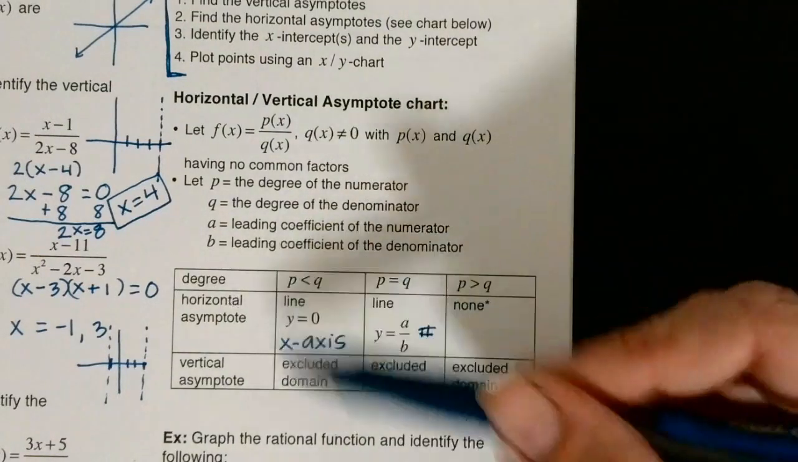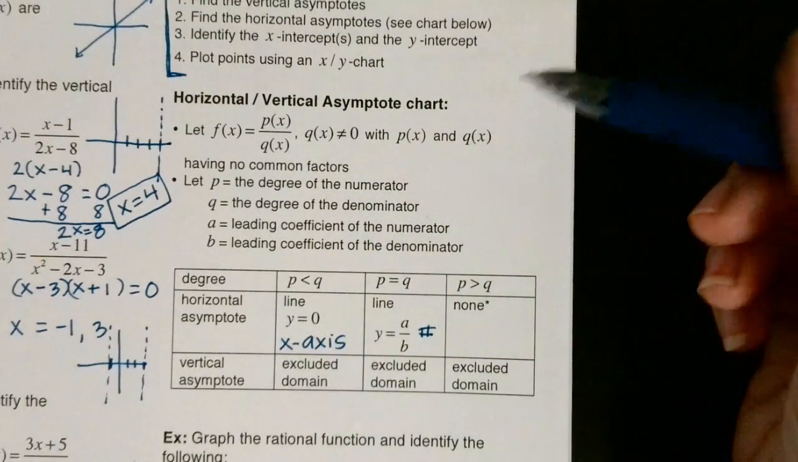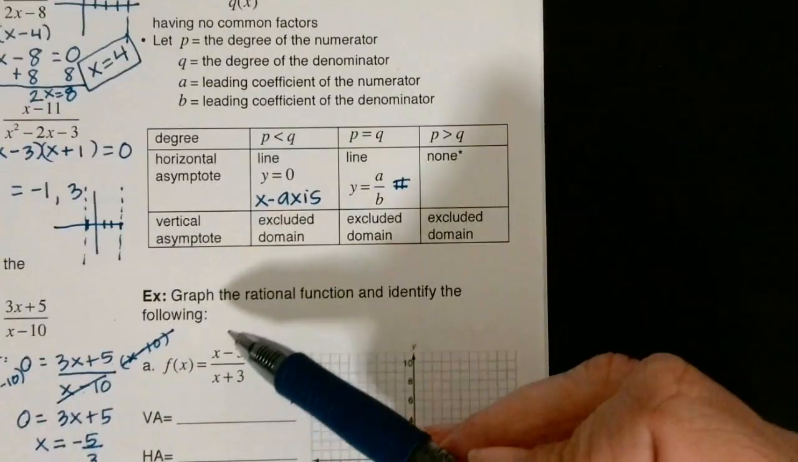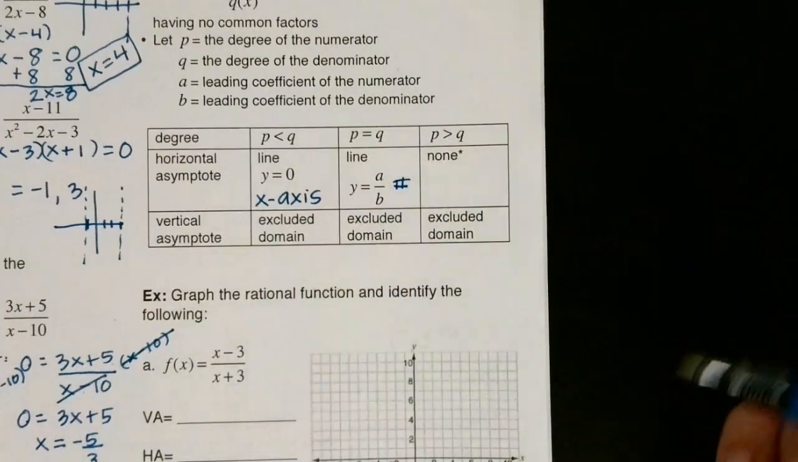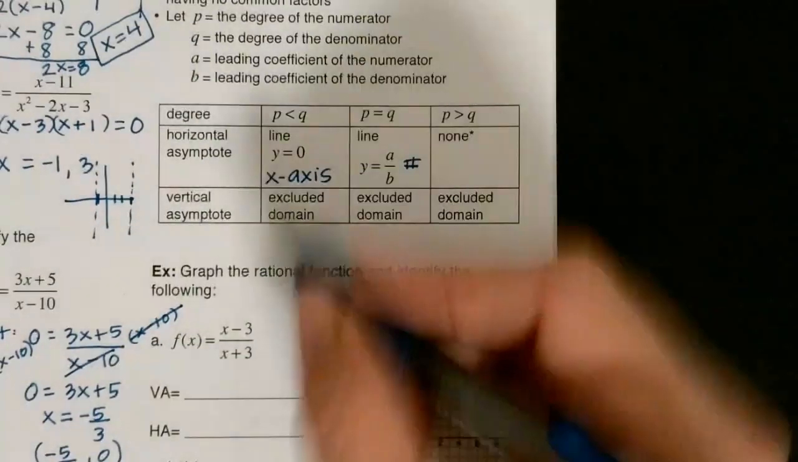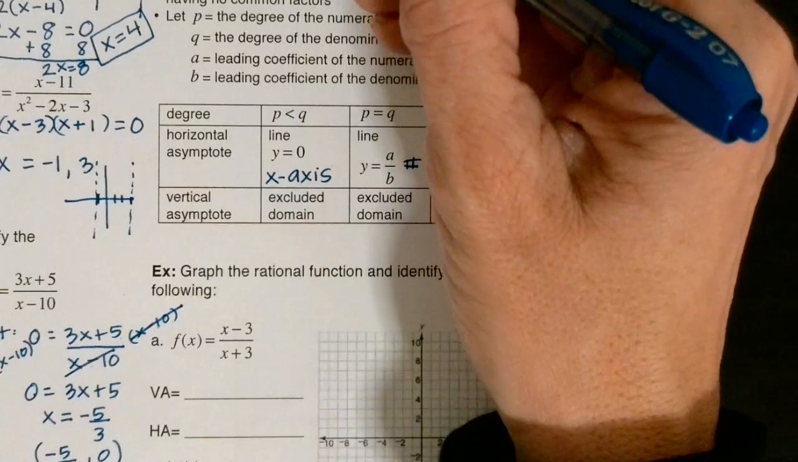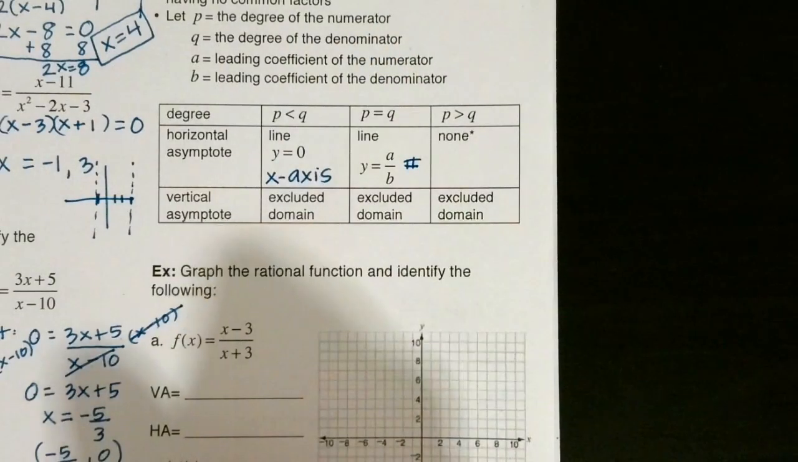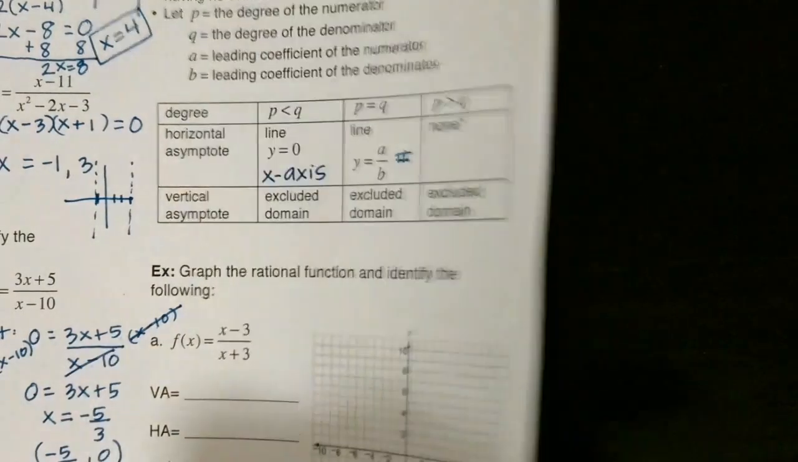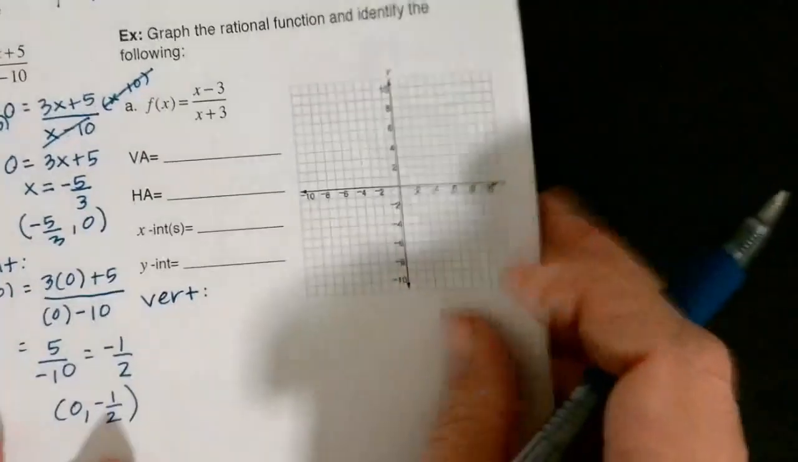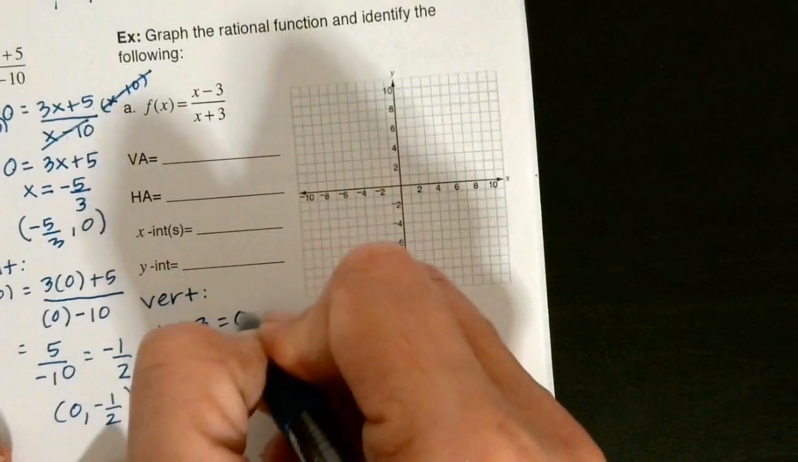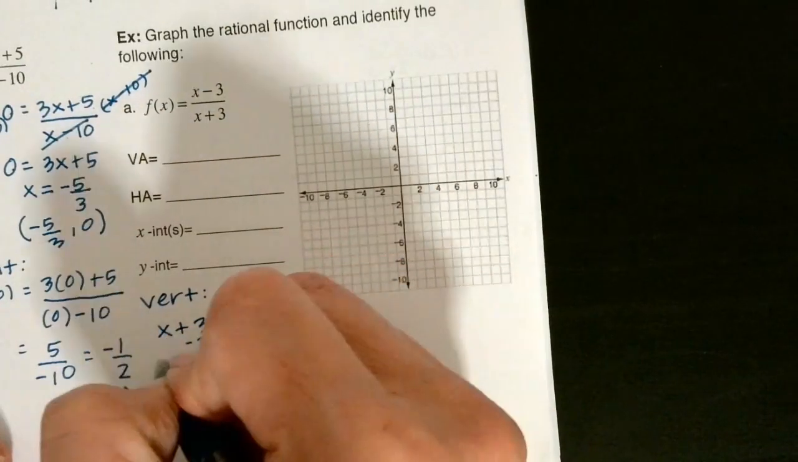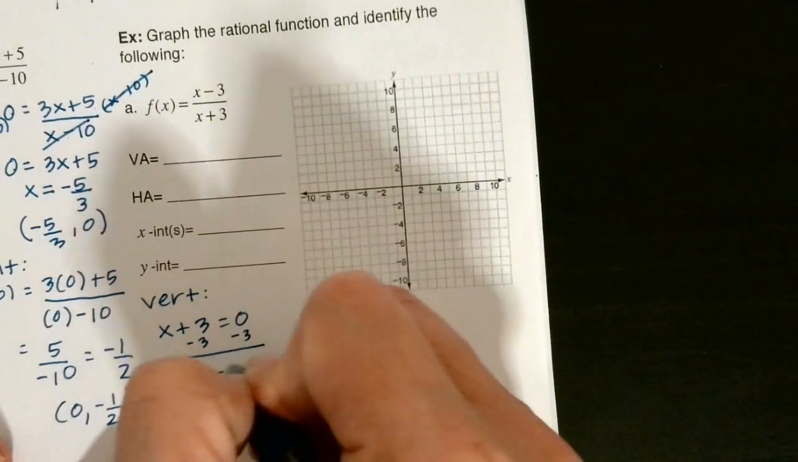So how do you know what it's going to be? So we need to look at the actual problem we're given. So I'm going to go over this with this example right here. So what I want you to do first is step 1, find the vertical asymptote. So vertical asymptote, I'm going to put it down here. Okay, so we know x plus 3 equals 0, subtract 3, x equals negative 3.